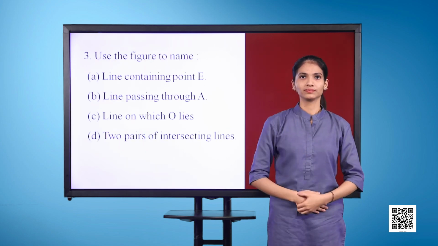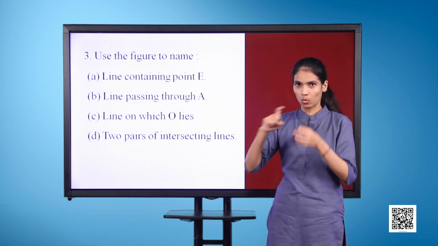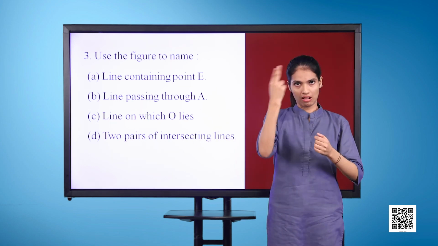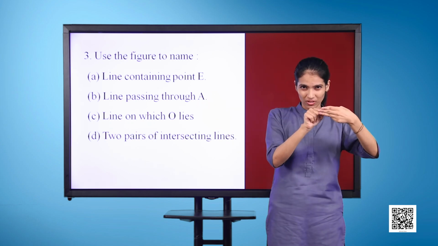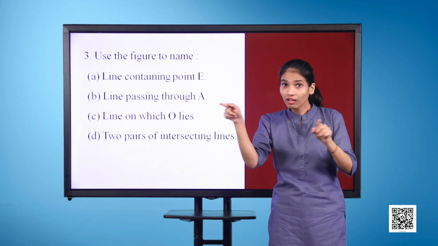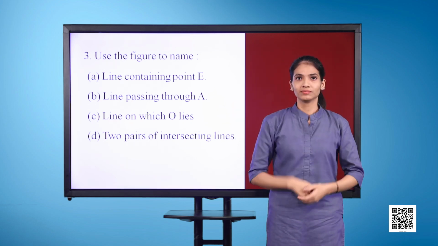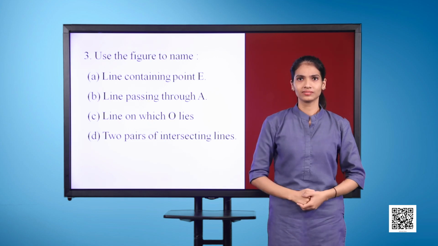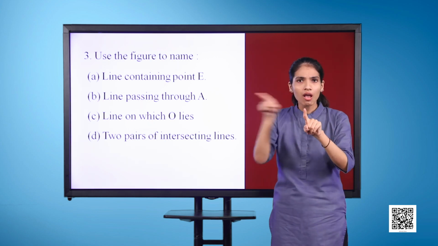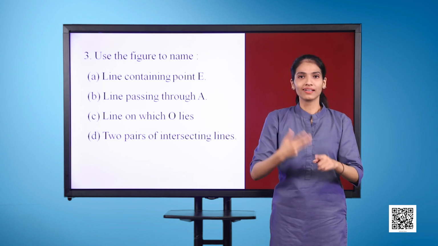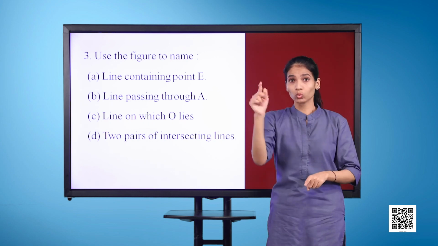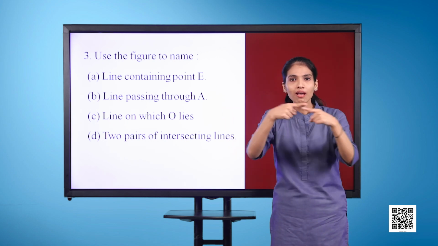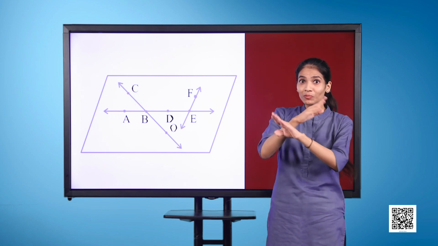Page 75. 3. Use the figure to name A. Line containing point E, B. Line passing through A, C. Line on which O lies, D. 2 pairs of intersecting lines.